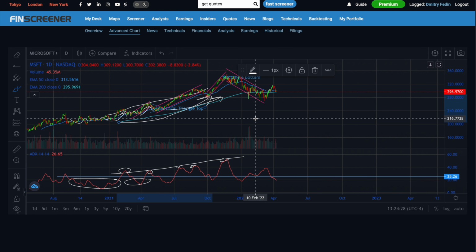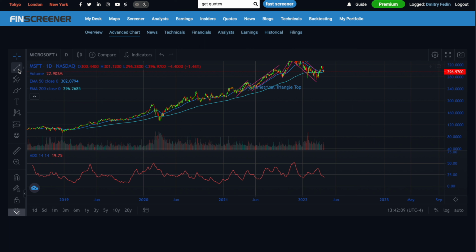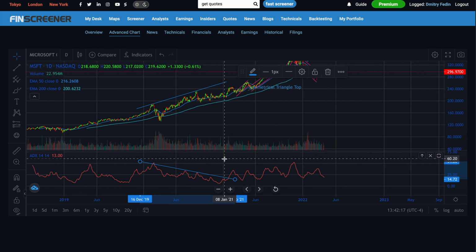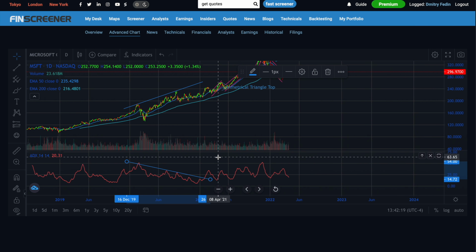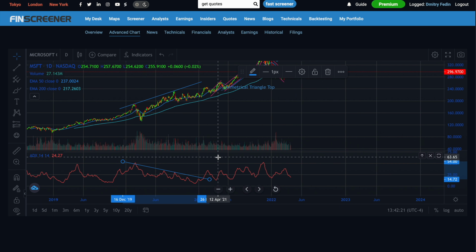ADX can also show momentum divergence. When price makes a higher high and ADX makes a lower high, there is negative divergence, or non-confirmation. In general, divergence is not a signal for a reversal, but rather a warning that trend momentum is changing. It may be appropriate to tighten the stop loss or take partial profits.